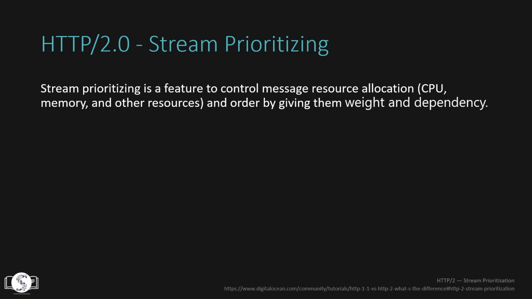Once an HTTP message can be split into many individual frames, and we allow for frames from multiple streams to be multiplexed, the order in which the frames are interleaved and delivered, both by the client and server, becomes a critical performance consideration. Stream prioritizing is a feature to control message resource allocations, such as CPU, memory, and other resources, and also to control the order by giving them weight and dependency.